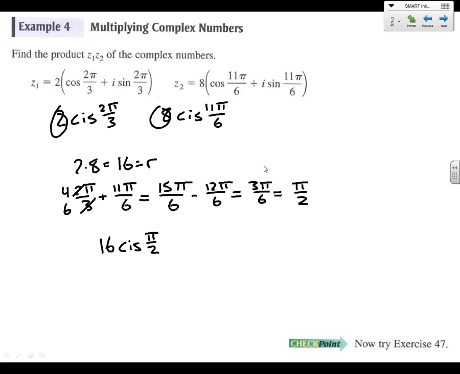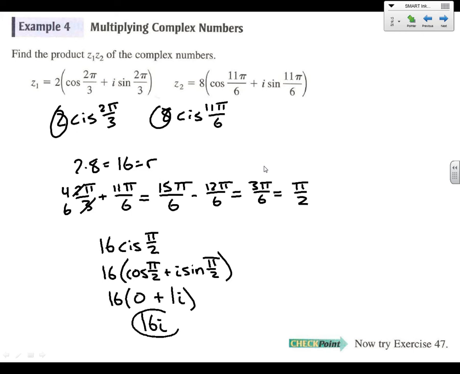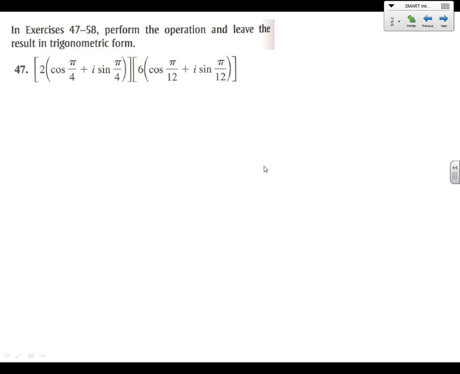All right, so now we want to expand this out to get the complex form. So we're going to say 16 cosine of pi over 2, what does that turn into? Plus i sine of pi over 2, what's that turn into? The cosine of 90 degrees is 0. The sine of 90 degrees is 1. So our answer here is 16i. You could write 0 plus 16i also. Same thing, 16i. All right, so see if you can multiply these two complex numbers.